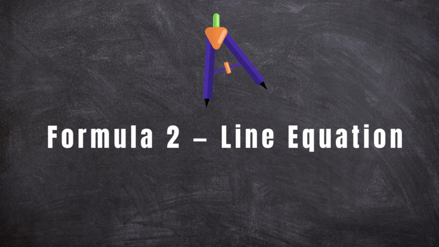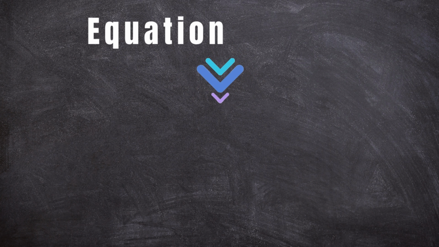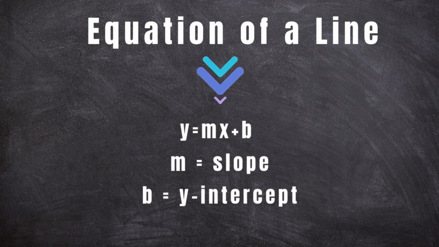Formula 2: next formula, y equals mx plus b. Slope means rate of change. And b is the y-intercept.